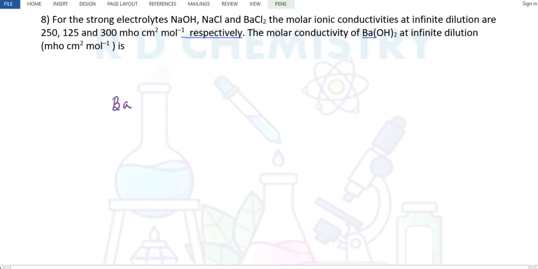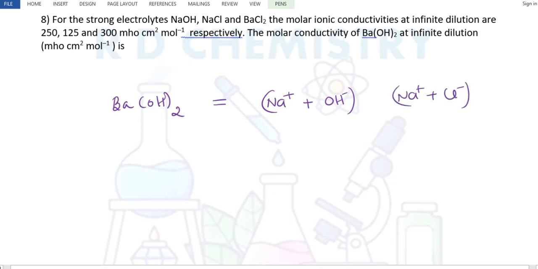You know that barium hydroxide is Ba(OH)2. It should be obtained from the molar conductivity of sodium hydroxide. Sodium hydroxide undergoes ionization to give sodium ion and hydroxide. Then sodium chloride gives Na plus and Cl minus. Then we have barium chloride, Ba2 plus, and it produces two chloride ions. I want barium 2 plus, so I'll put the positive part for barium here. Then I want hydroxides, so 2 times hydroxide is required.